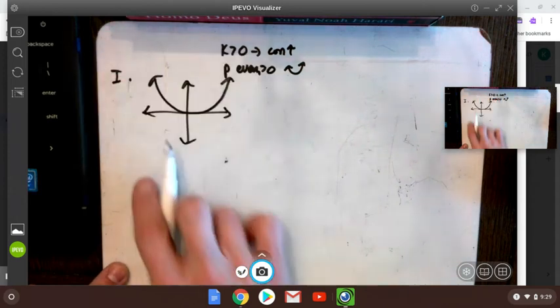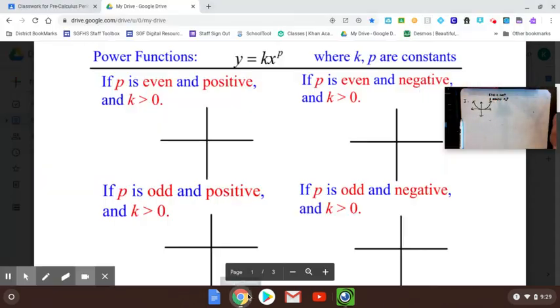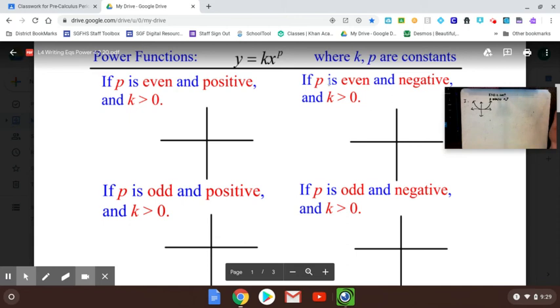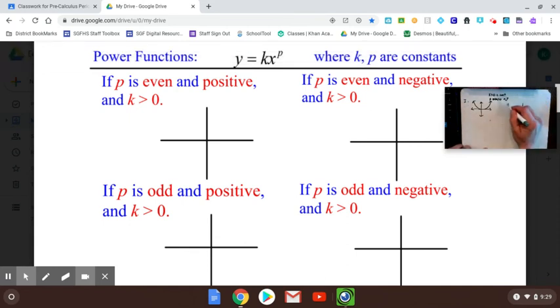That was the upper left corner of our notes. Upper right here, this guy, p is even and negative and k is greater than 0. That is one of my favorite graphs ever. The Atari symbol, the volcano, however you want to think about it. Okay, those are those. And now p is odd and positive. That's going to be the classic cubic. K is greater than 0 on all of these, so I'm not going to keep saying it. And then p is odd and negative. That's going to be our hyperbola.